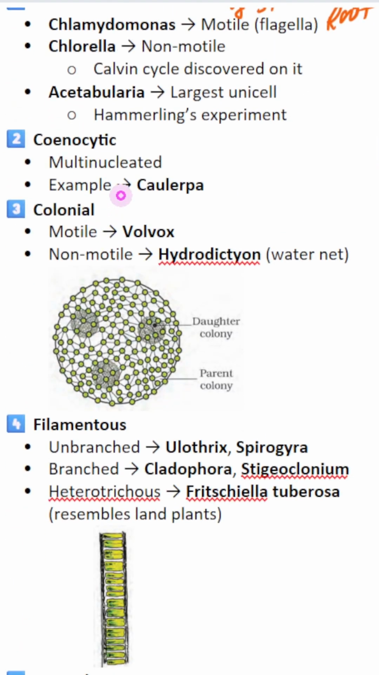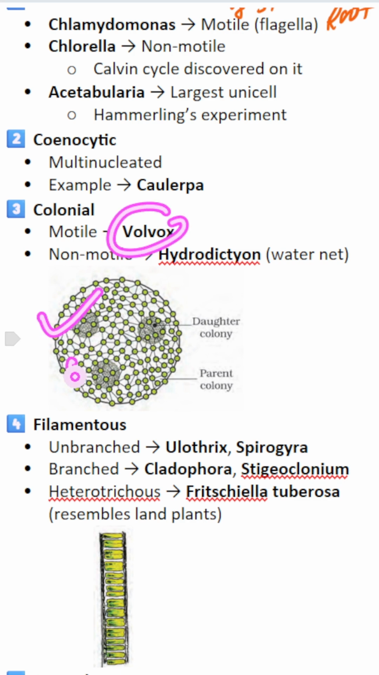Let's move to the second thallus organization, which is called cenocytic. Cenocytic means the algae are made up of many nuclei. So multinucleated is otherwise called cenocytic. The best example is Chlorophyta, but this one is not colonial in nature. The same logic applies when we go to Volvox.